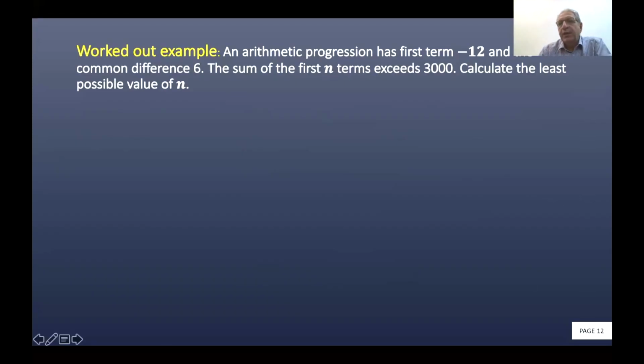Okay. Now, let's see. An arithmetic progression has the first term negative 12, and the common difference is 6. The sum of the first n terms exceeds 3000. Calculate the least possible value of n. Therefore, we want to know, if we keep on adding these numbers, when the sum goes over 3000. Therefore, we want to see this sum, so you have to use the Sn formula.